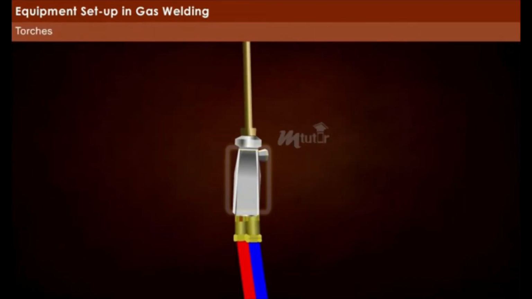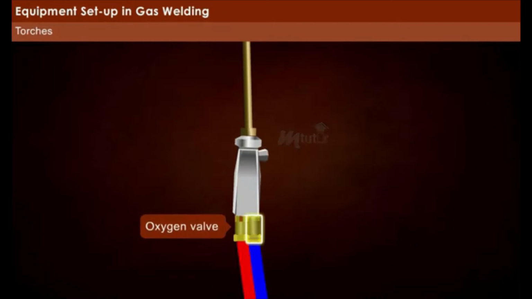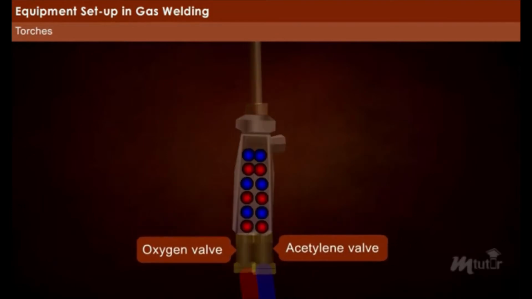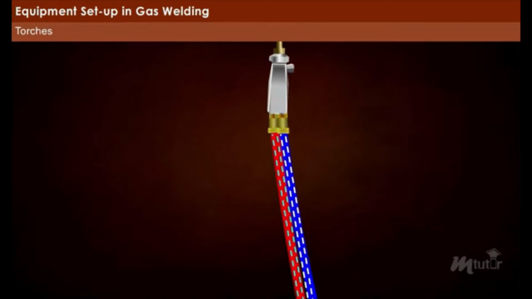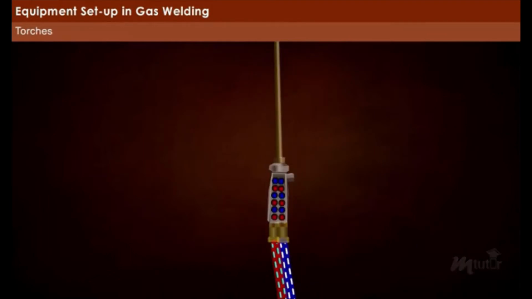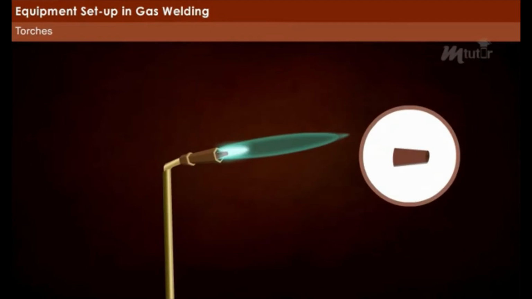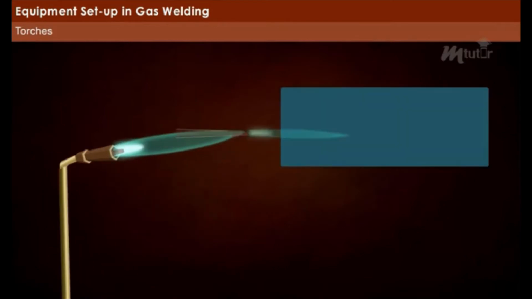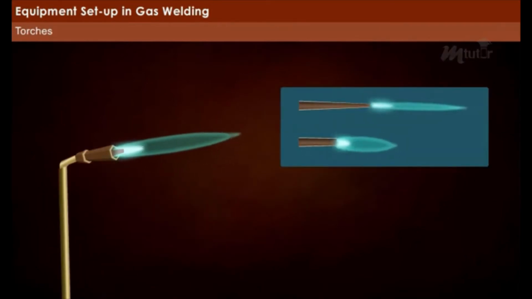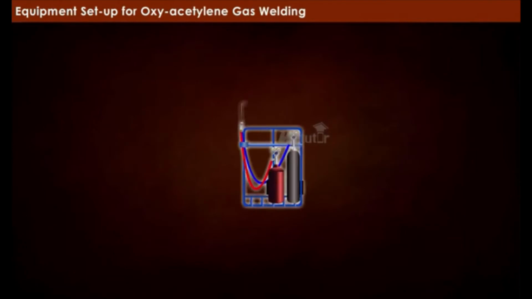Torches. It consists of handle, oxygen and acetylene valves and mixing chamber. The oxygen and fuel gas flow through the tube and are mixed in the mixing chamber. Then, the mixed gases get ignited at the tip of the torch. A suitable tip is placed at the end of the torch, which increases or decreases the width of the flame.